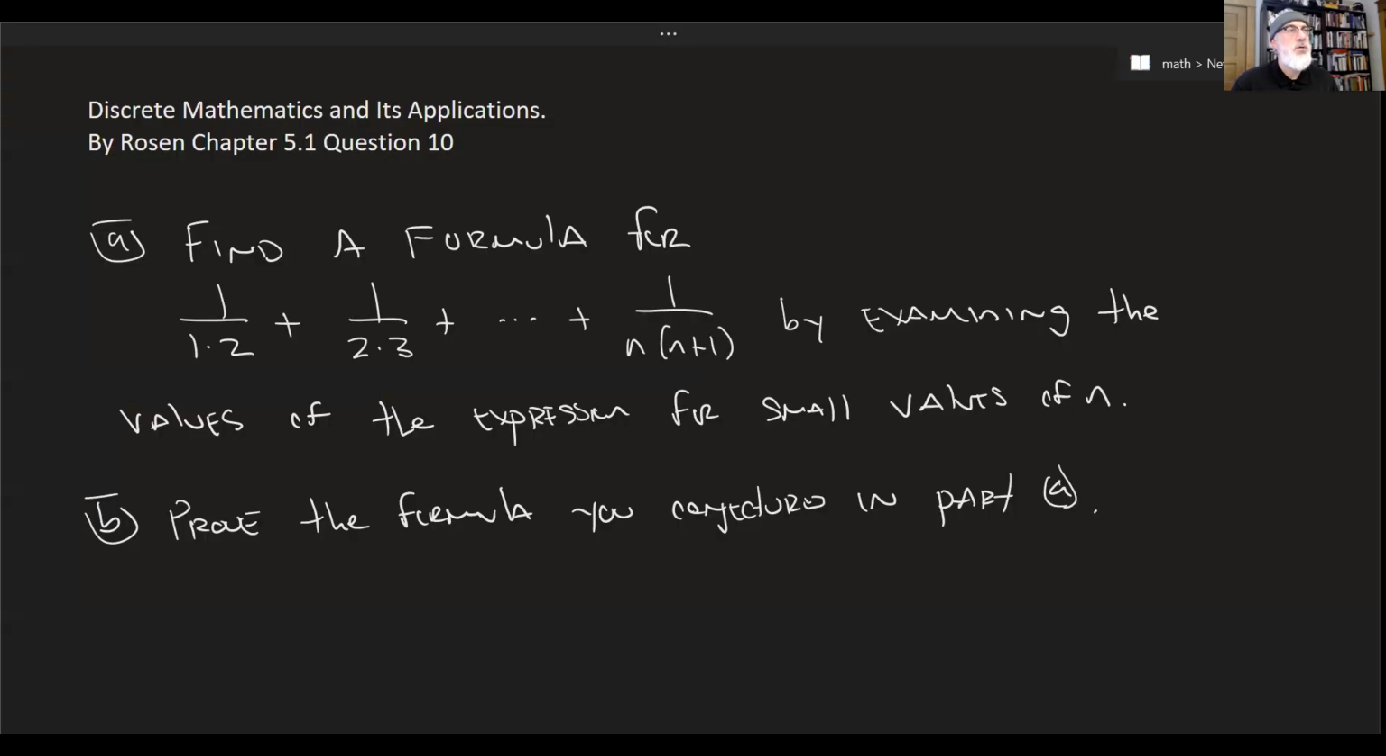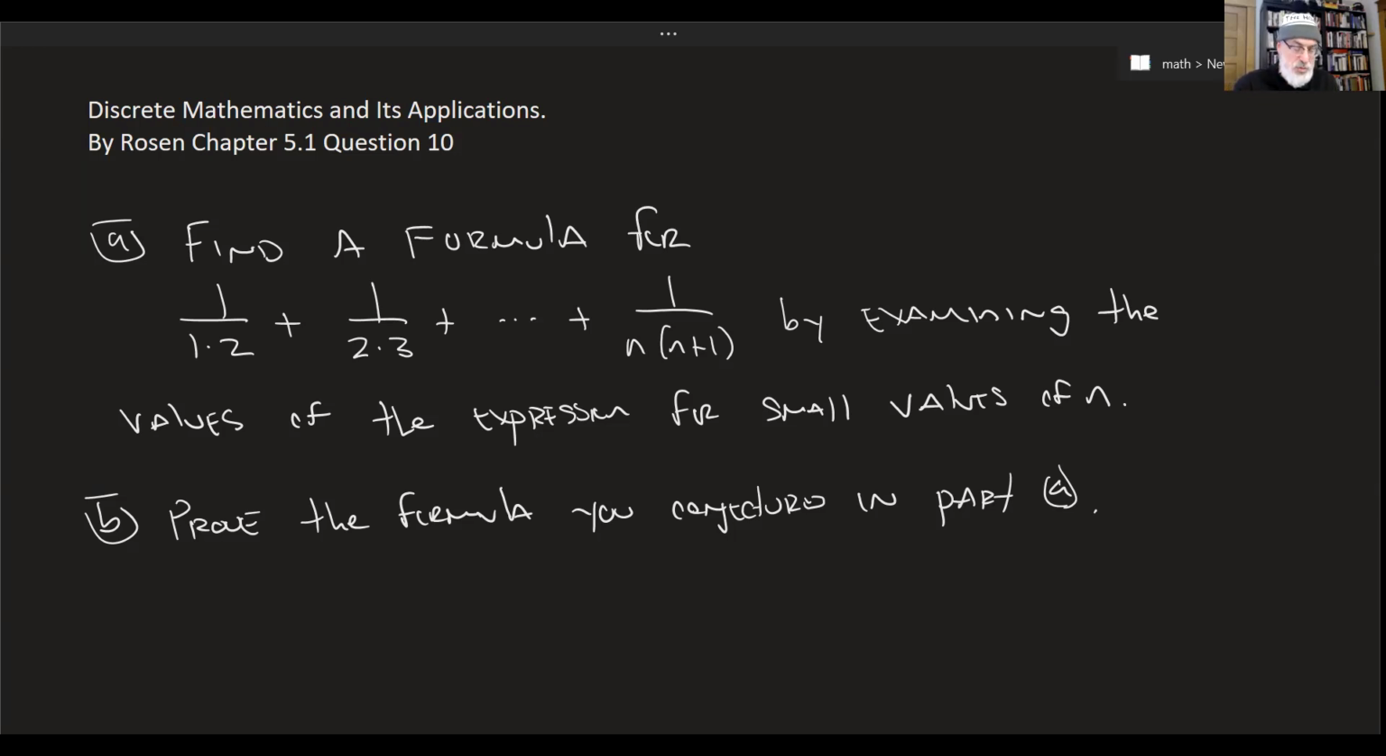Today we're doing a Discrete Mathematics and Its Applications problem by Rosen, chapter 5.1, question 10. The question gives us a sum, 1 over 1 times 2 plus 1 over 2 times 3 plus dot, dot, dot, plus 1 over n times n plus 1. And it wants us to come up with a closed form or a formula that will equal the sum to some number n, where n is an integer. And then it wants us to prove that what we come up with is correct.